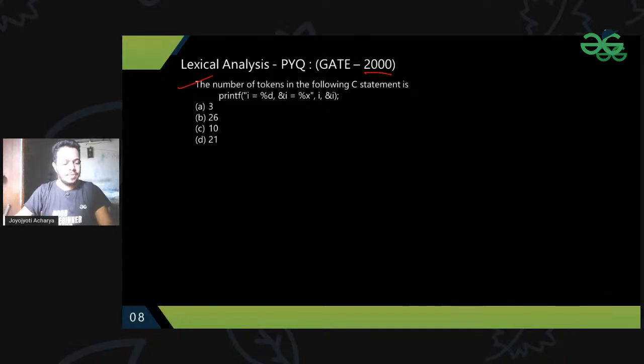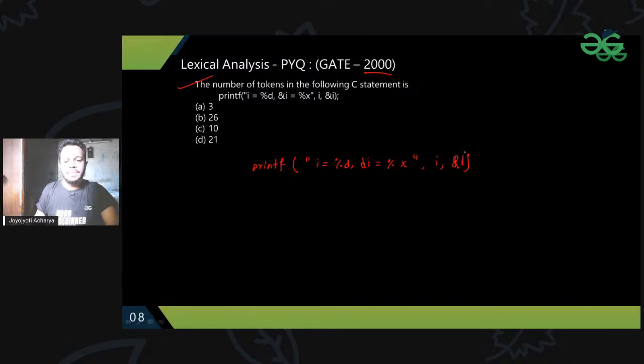Let's solve this. Those who are struggling to answer the question, let's solve this. So first of all, what is a token? The statement is printf, first braces, then in the bracket there is the format string, and percent I equal to percent x, comma I, comma, and percent I. So what are the tokens here? Tokens means the basic keywords. So we can see that printf is the first keyword.